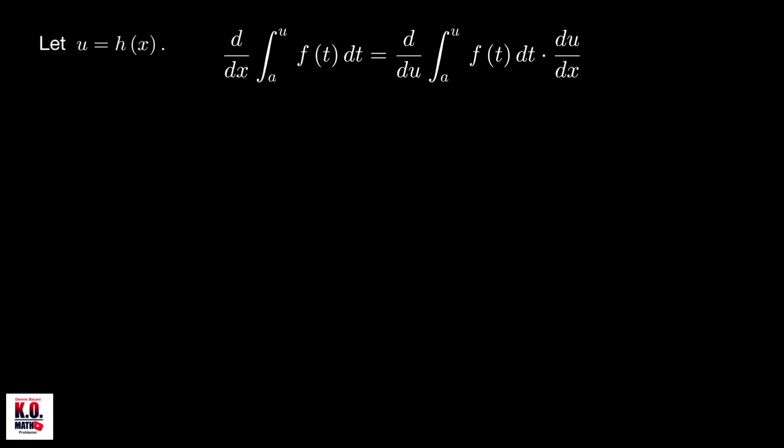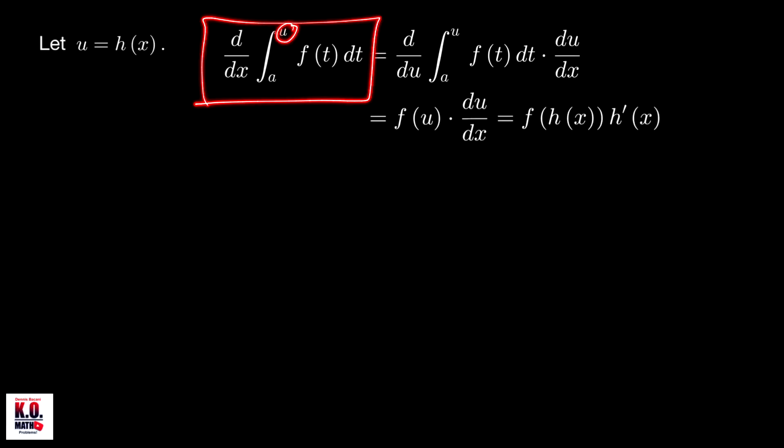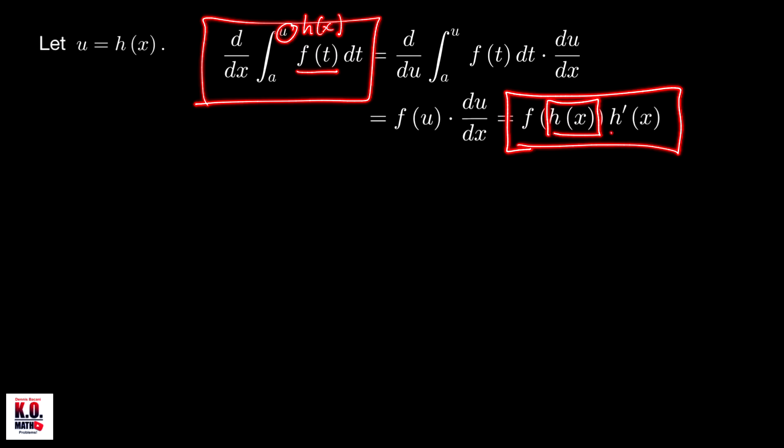And from the first part of the fundamental theorem of calculus, this derivative with respect to u of this integral from a to u of f of t dt is just equal to the function value of the integrand at u, which is the upper limit of integration. And because our u is equal to h of x, therefore, this derivative here is just equal to the function value of the integrand at the upper limit, which is f of h of x, and then times the derivative of this upper limit of integration with respect to x.